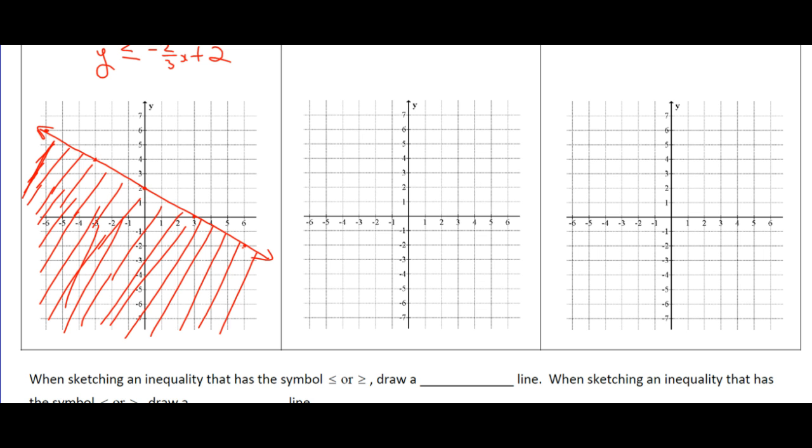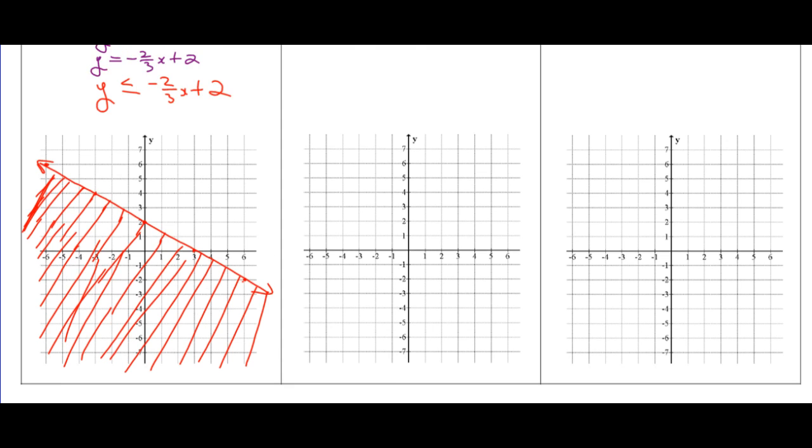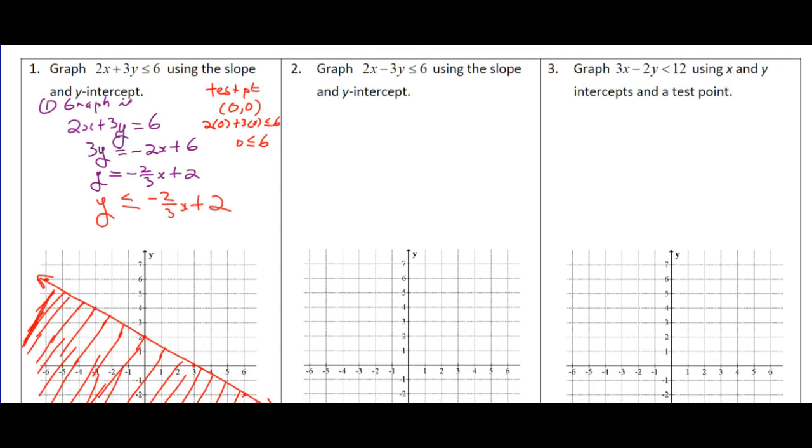What is shading? Shading indicates the solution region. So shading says any point down there is going to make this true. Because ultimately we're supposed to graph 2x plus 3y is less than or equal to 6.